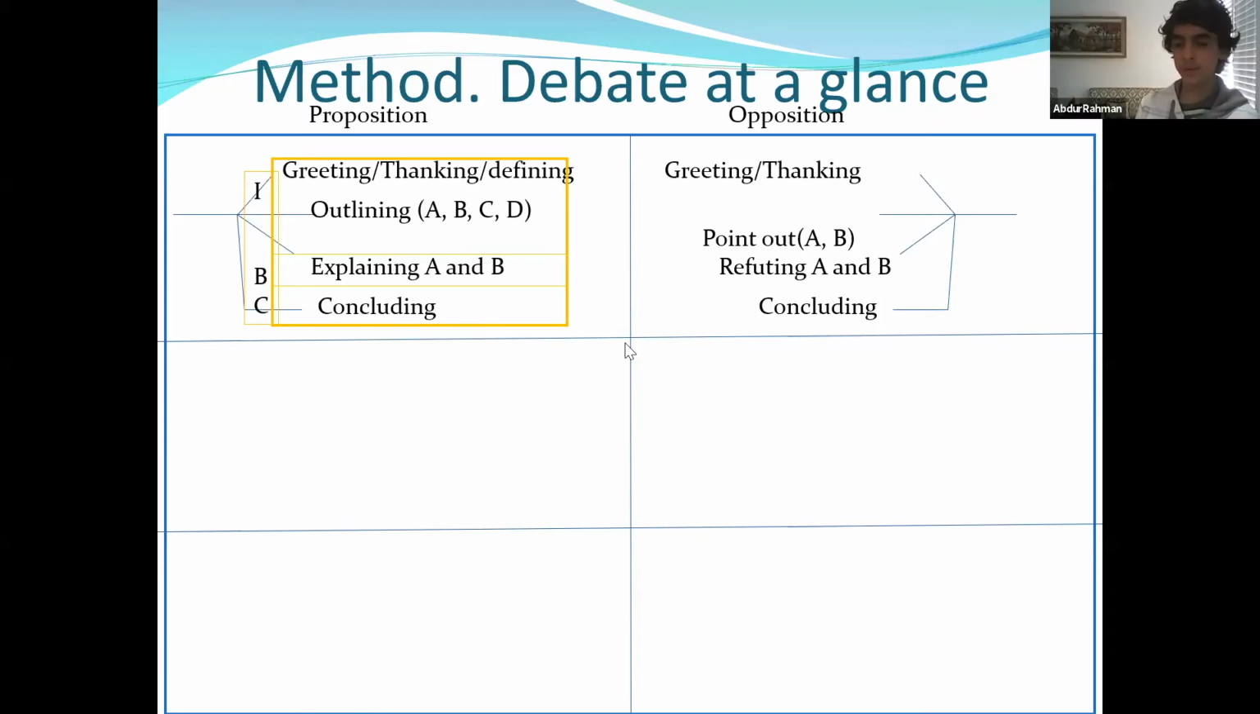Wait, I have a quick question. So C and D, what the first speaker of the proposition outlines, that's for the second speaker of the proposition, right? You got it. So there are two ways you can do it, Abdul Rahman. You don't need to say C and D, because if you say C and D, they are going to get ready for it, right?